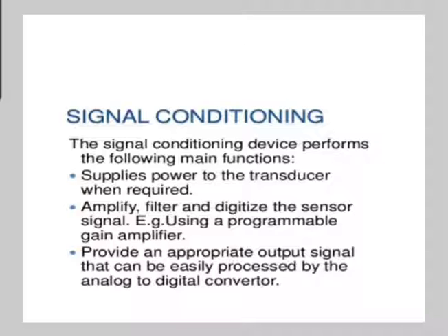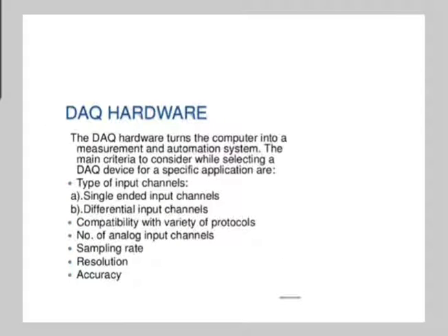Then what is the function of signal conditioning? It performs the main functions such as it supplies the power to the transducer when required. Also it amplifies, filters and digitizes the sensor's signal, for example using a programmable gain amplifier. Also it provides an appropriate output signal that can be easily processed by analog to digital converter.